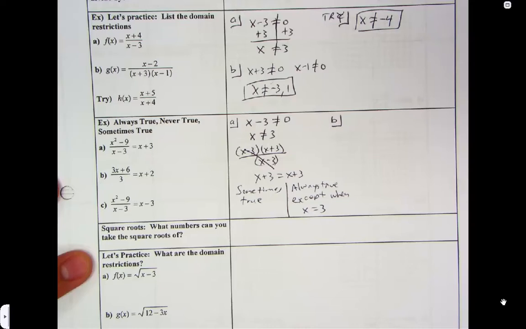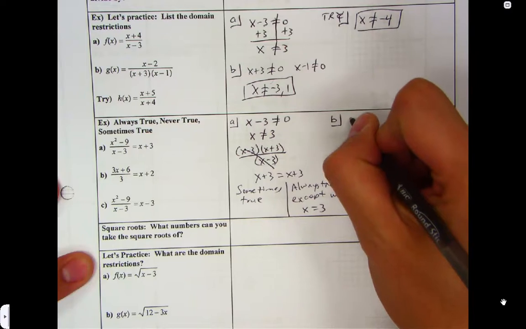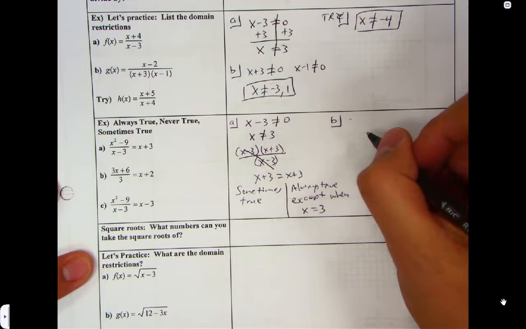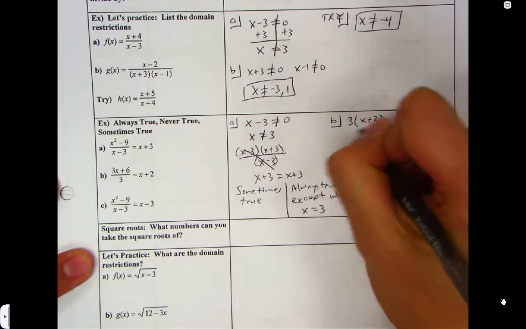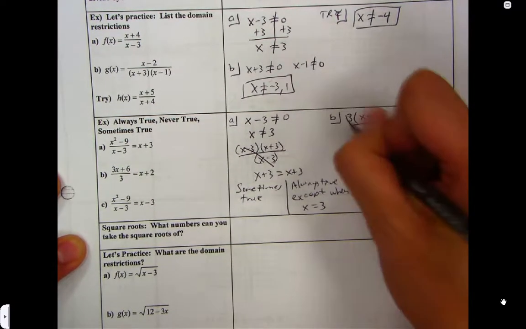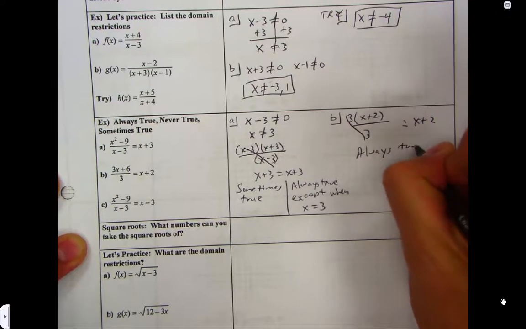B, I'm going to evaluate the statement right here. I'm going to take out a 3. There's no variable on the bottom, so there's no restrictions. So this is always true because there's no restrictions.